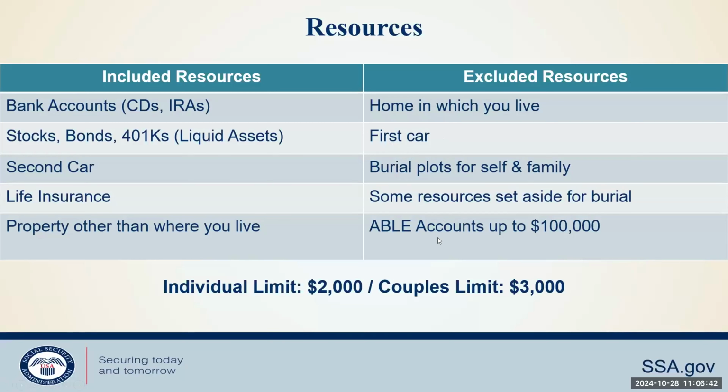And then ABLE accounts, Achieving a Better Life Experience accounts. They're about 10 years old now. This is a sheltered resource where an individual can have up to $100,000 in that account, and it would not count as a resource against them.